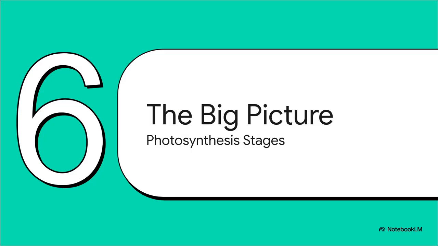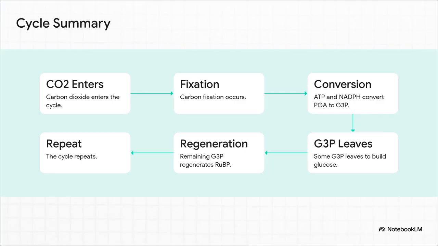Finally, Section 6, the big picture. Let's methodically walk through this 6-step summary to really lock the sequence of the Calvin cycle into your memory. Step 1, CO2 enters the cycle. Step 2, carbon fixation occurs when it combines with RuBP. Step 3, using ATP and NADPH, PGA converts into G3P. Step 4, some of that G3P leaves the cycle to go build glucose. Step 5, the remaining G3P regenerates RuBP. And Step 6, the cycle repeats.